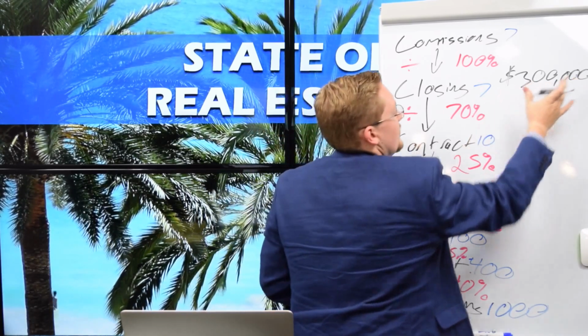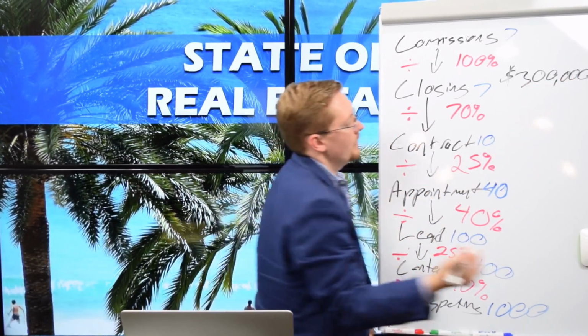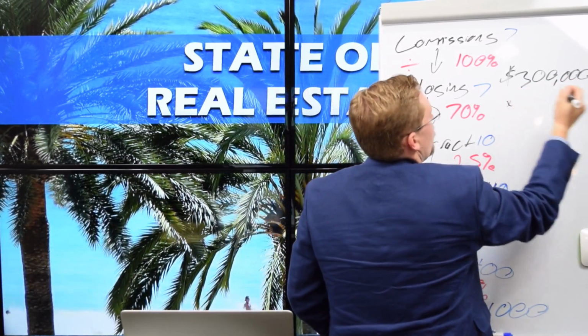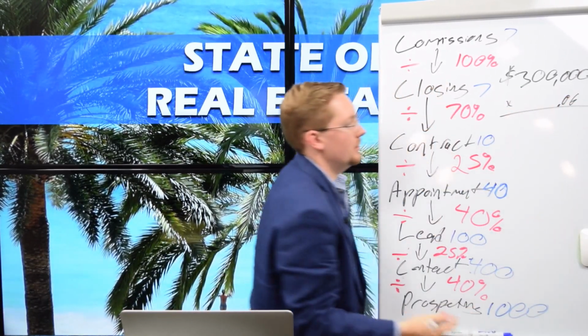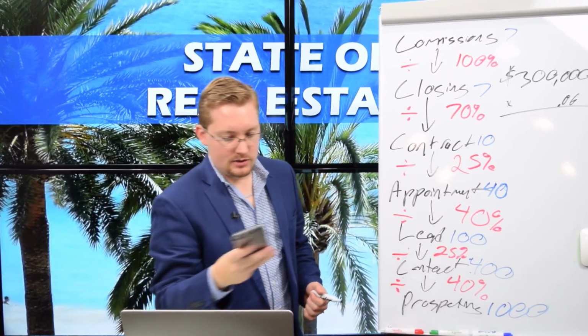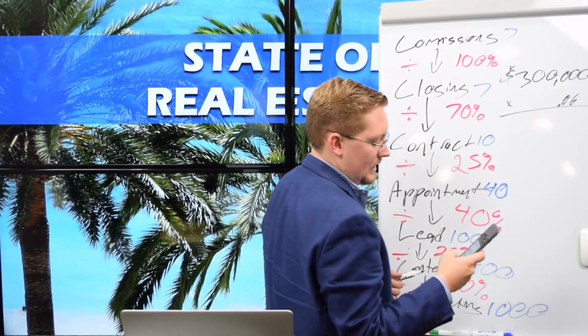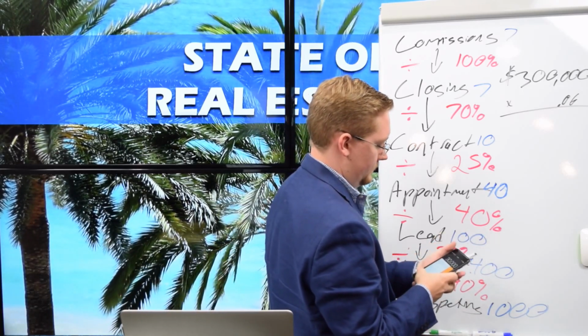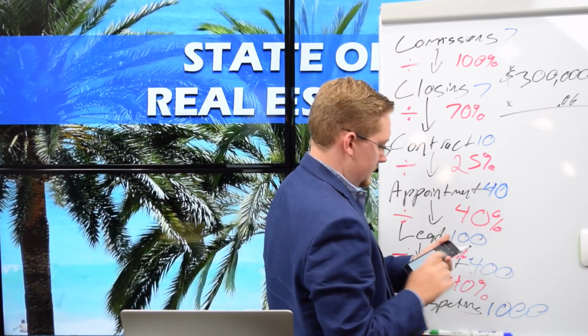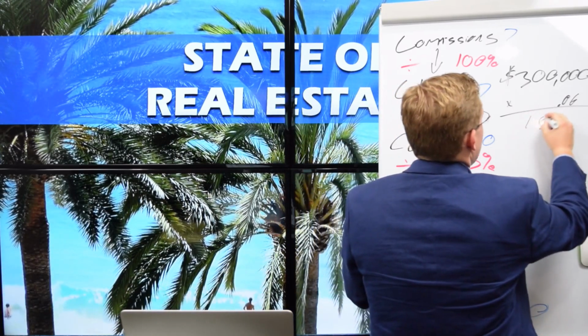But let's say we have a $300,000 average home price. Let's say on average we're charging a 6% commission. Again, plug in whatever commission it is that you normally charge. Let's do some quick math here on $300,000. A 6% commission would be $18,000.